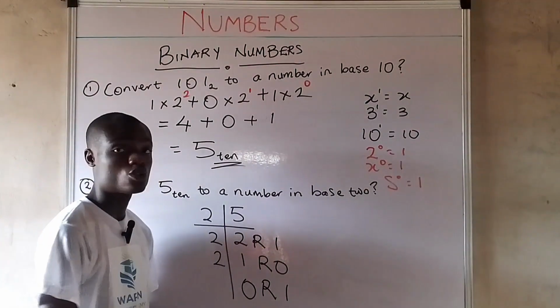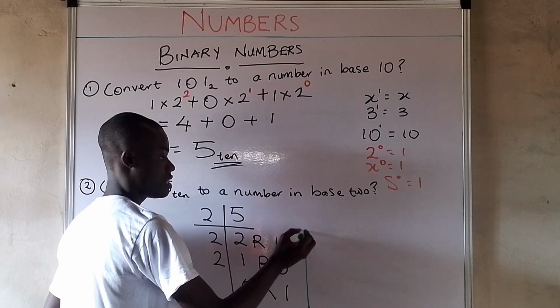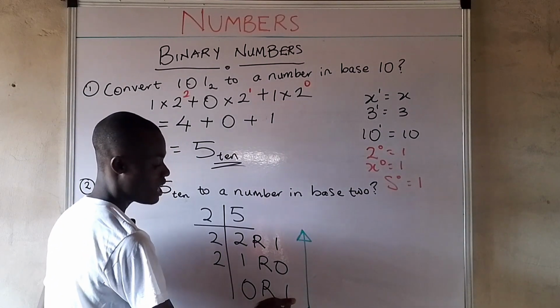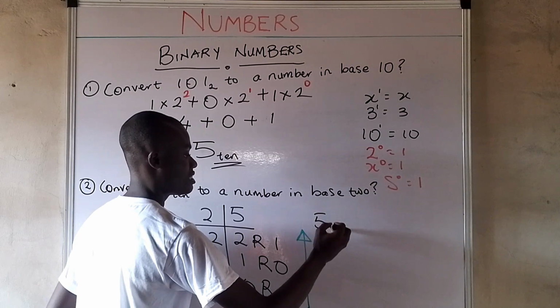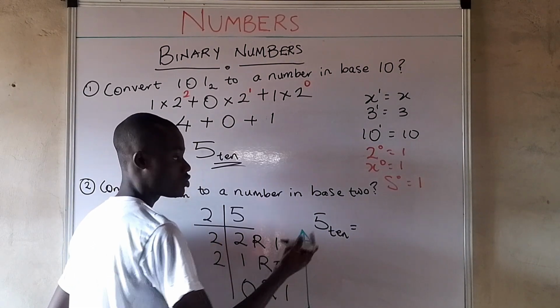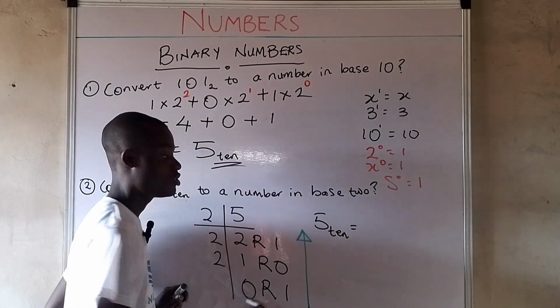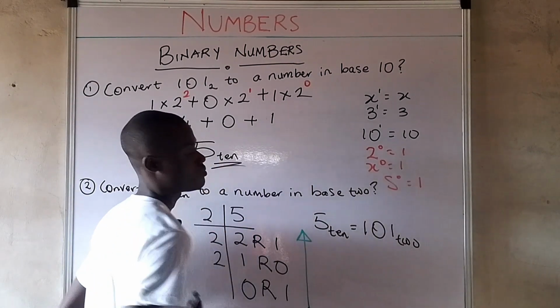So when you have done this, you are going to read up the values. Read them up. So you are going to read as 1, 0, 1. So therefore, 5 in base 10 is equal to 1, 0, 1, not one hundred and one, but this is a binary number. So you write 101 in base 2.